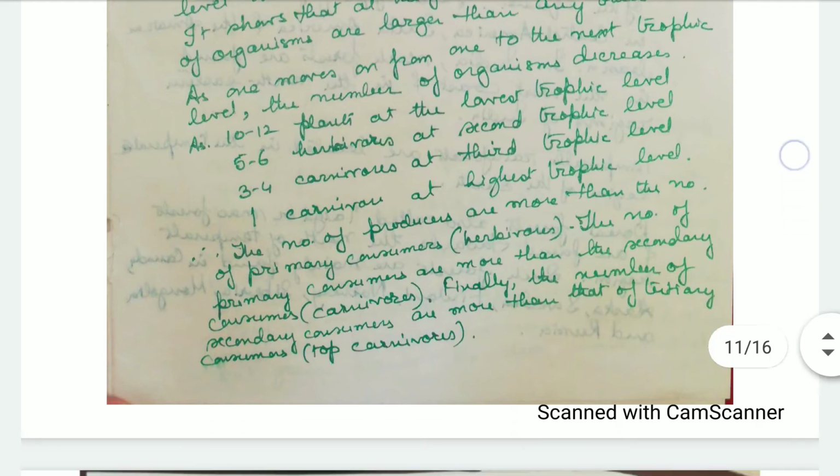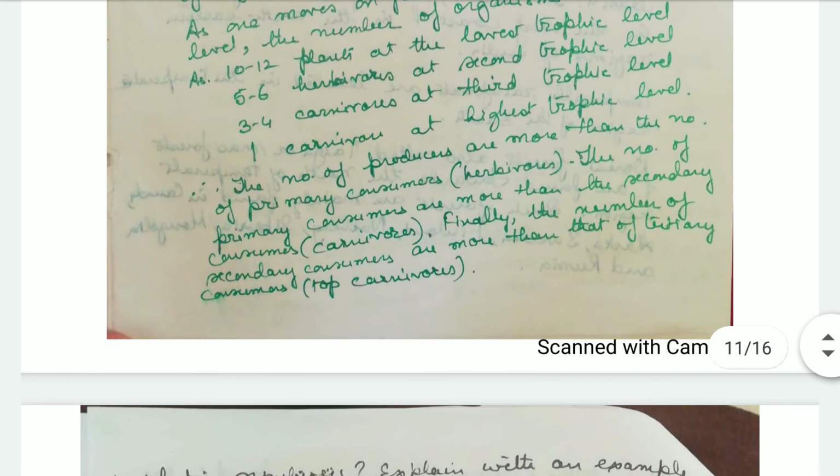Okay, therefore, the number of producers is more than the number of primary consumers, that is herbivores, and the number of primary consumers is more than the number of secondary consumers, that is carnivores. Then finally, the number of secondary consumers is more than the tertiary consumers or the top carnivores. So this goes on reducing as we rise to the top of the trophic level.